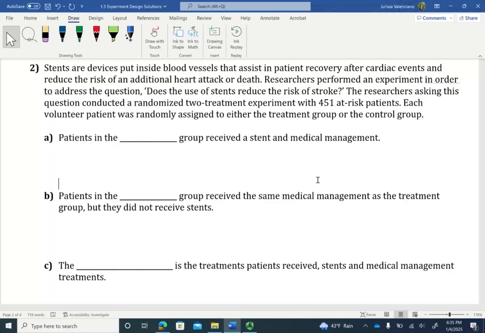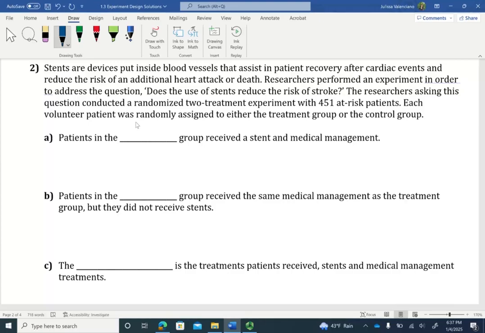Now, researchers perform an experiment in order to address the following question. Does the use of stents reduce the risk of stroke? The researchers asking this question conducted a randomized two-treatment experiment with 451 at-risk patients. And so here it is referring to 451 patients who are at risk of having a stroke. Each volunteer patient was randomly assigned to either a treatment group or a control group.